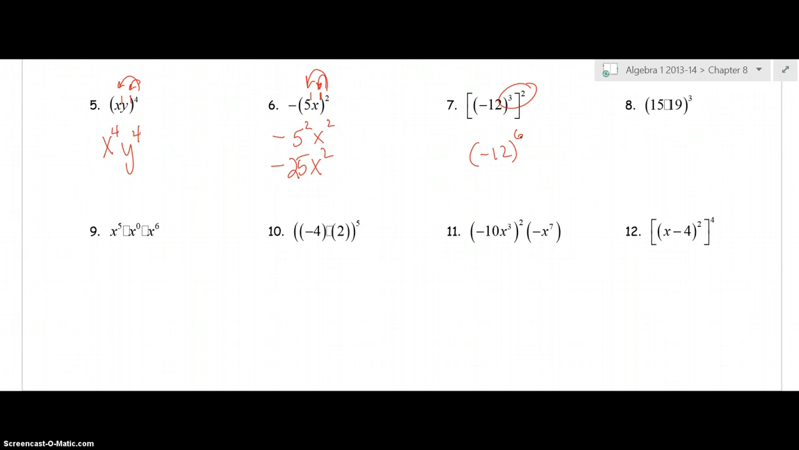Now that's going to be a really large number. You can multiply that out, or you can type it in your calculator, but you could also leave it like that, okay? Because those are very large numbers. I don't need you to actually evaluate that.